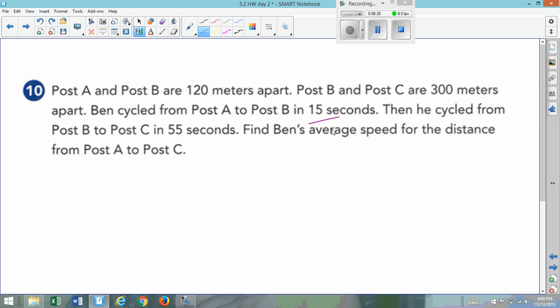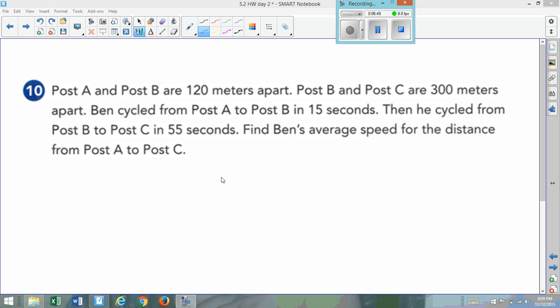So the rate that this person must travel is 7 meters per second. Okay. Post A and Post B are 120 meters apart. Post B and Post C are 300 meters apart. Ben cycled from Post A to Post B in 15 seconds. Then he cycled from Post B to Post C in 55 seconds. Find Ben's average speed for the distance from Post A to Post C.